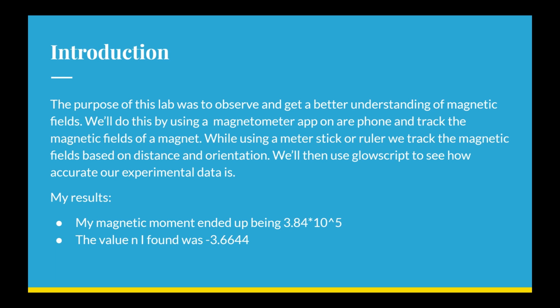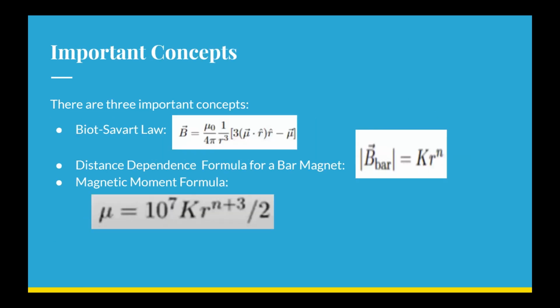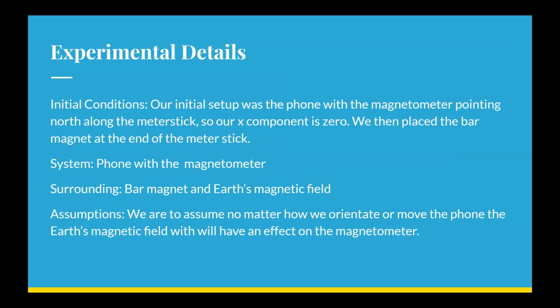As a future look into my results, my magnetic moment ended up being 3.84 times 10 to the 5, and the value of n I found was negative 3.6644. Important concepts: there's Biot-Savart's law, its equation, the distance dependence formula for a bar magnet, and a magnetic moment formula.